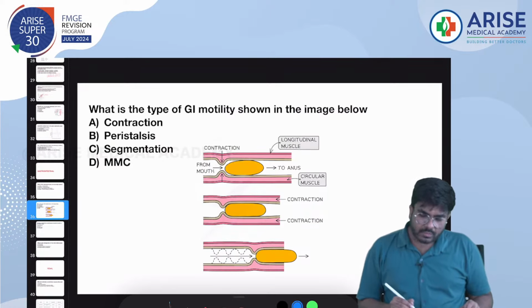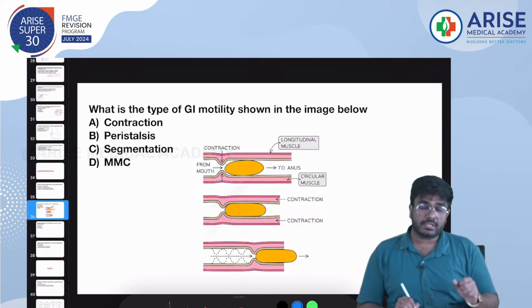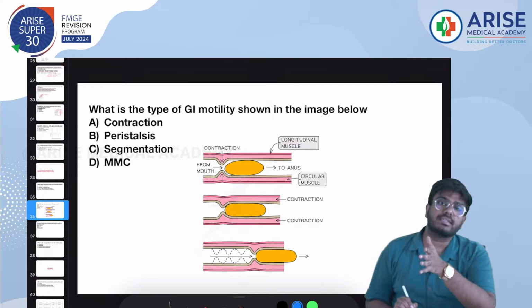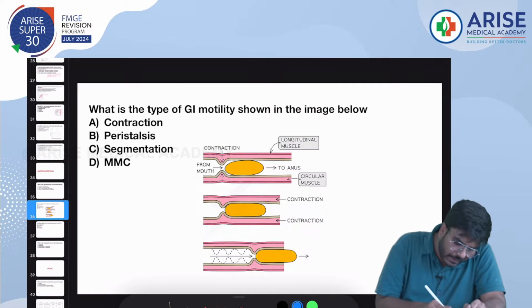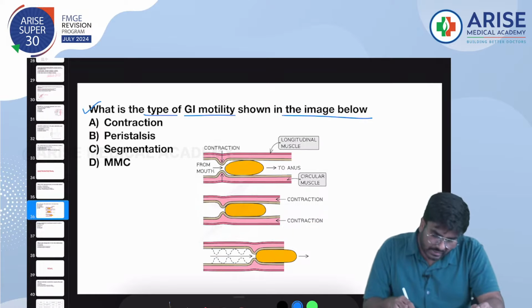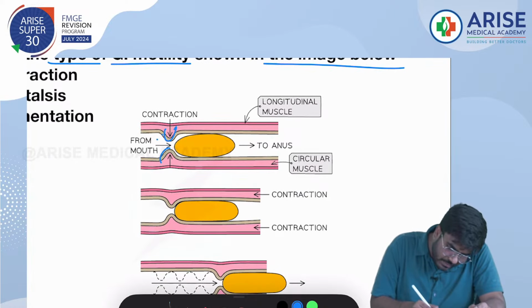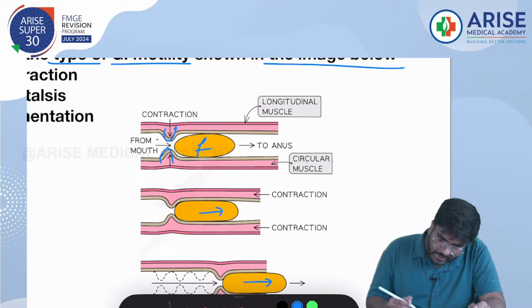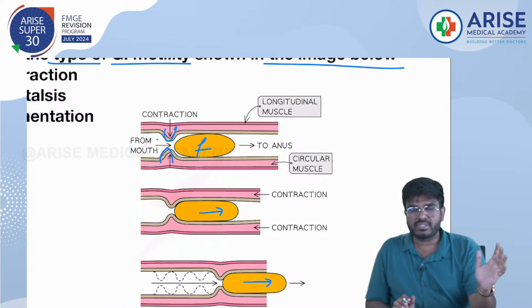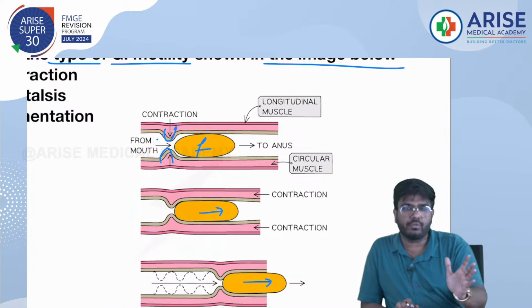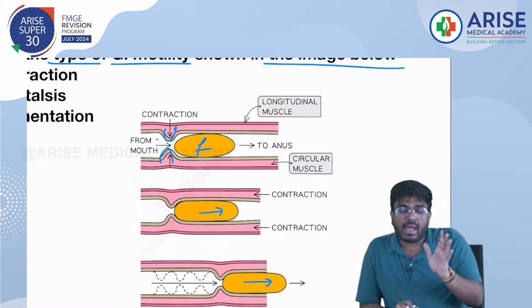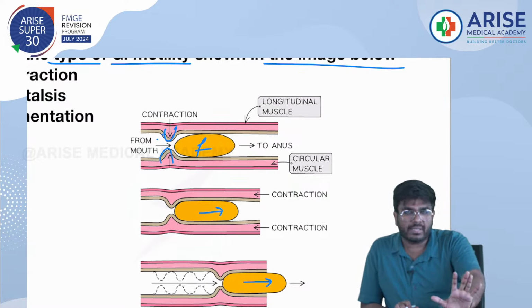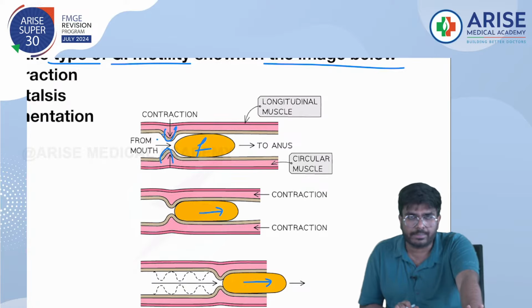Okay. Next most important topic which you should know in gastrointestinal physiology is peristalsis and segmentation. What is the type of GIT motility shown in the image below? In this image, the proximal segment is contracting and the food bolus is gradually moving forward, towards the rectum. There is a propulsion of the food.